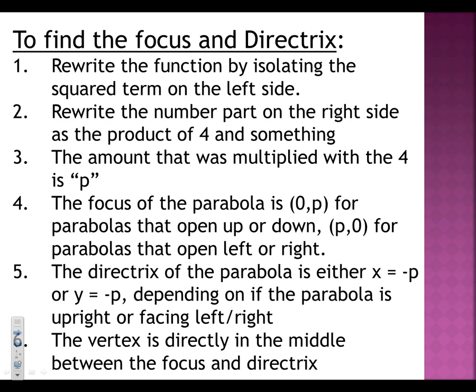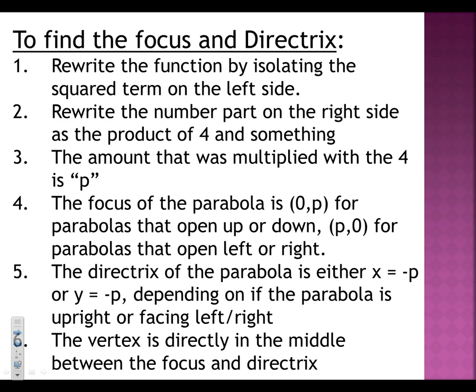Step number 1 for finding the focus and directrix is to rewrite the function by isolating the squared term on the left-hand side. However the function comes to you, isolate or rearrange it so the squared term is on the left, everything else is on the right. The right-hand side is going to have a number with it. Rewrite the number part on the right side as the product of 4 and something else. The amount that is multiplied with the 4 is p.